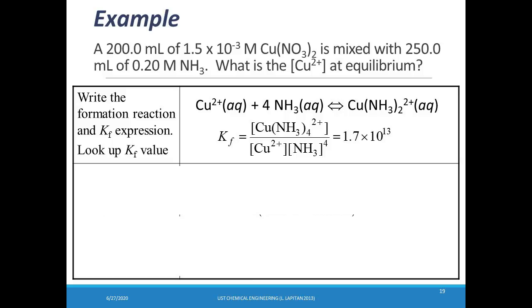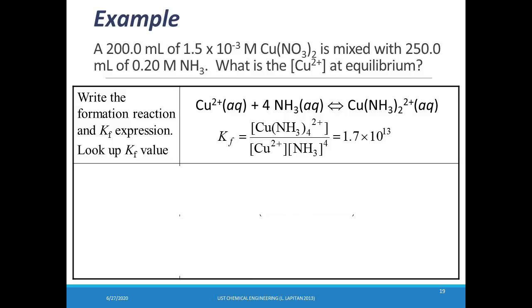So we have here the reaction of copper ions reacting with 4 moles of ammonia to give you a tetraammine copper 2 plus complex. So we have to write this in terms of its formation constant, and this is simply the molar concentration of the complex ion divided by the molar concentration of the copper ions multiplied by the molar concentration of ammonia raised to the power of 4. And looking at the Kf values in your reference book, this has a Kf value of 1.7 times 10 raised to 13.